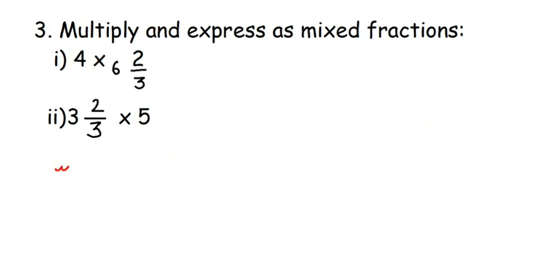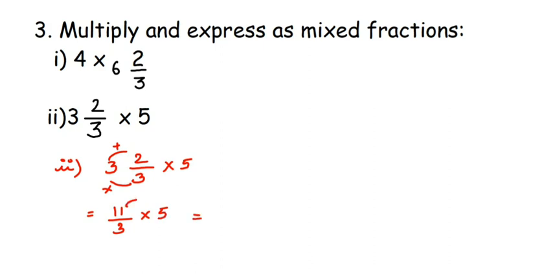So second question, we have 3 2 by 3 multiplied by 5. So first convert this into an improper fraction. So 3 threes are 9. 9 plus 2 is 11. So 11 by 3 multiplied by 5. So can we cancel any number? No, we cannot cancel, just multiply.